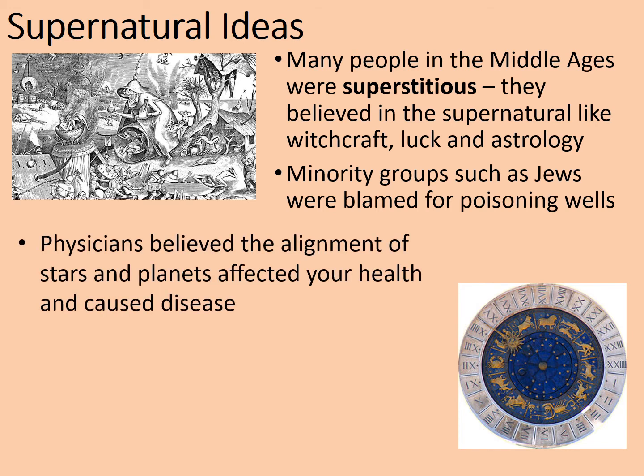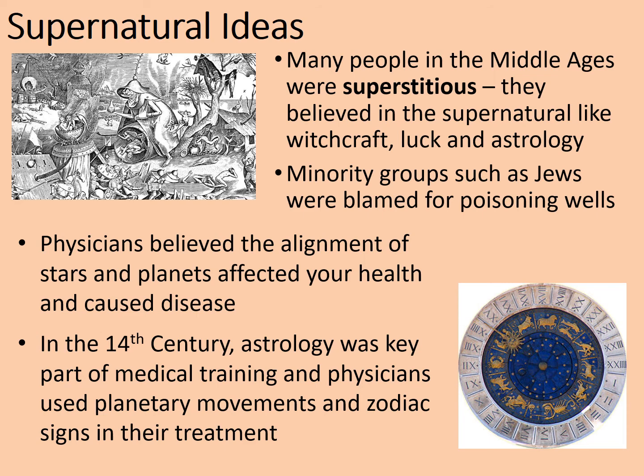Physicians believed the alignment of stars and planets could affect your health and cause disease. Before you scoff at that too much, think about the number of people who still read their horoscope even today. And in the 14th century, astrology was a key part of medical training, and physicians used planetary movements and zodiac signs in their treatment. Today we tend to separate science from superstition really quite starkly, so you can't really mix the two. In medieval times, they were seen as being more parts of the same overall idea, the same way that people tried to understand the world around them. And lacking any better explanations, this seemed like a pretty natural solution.